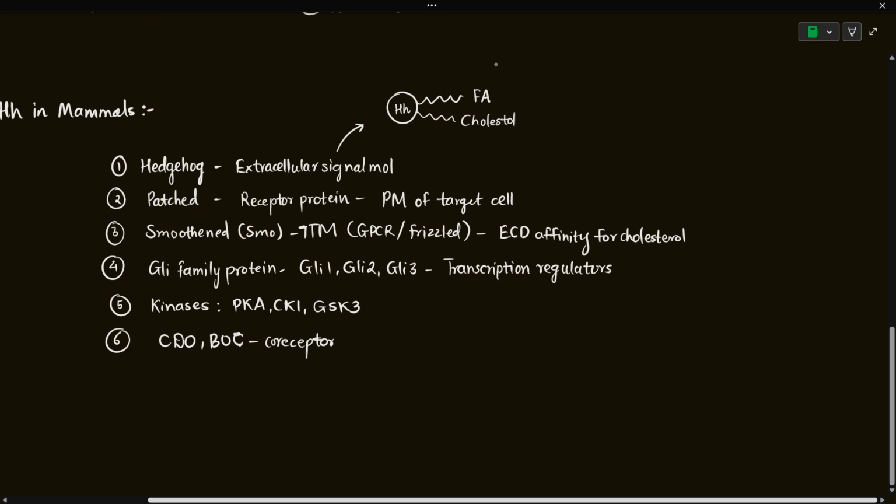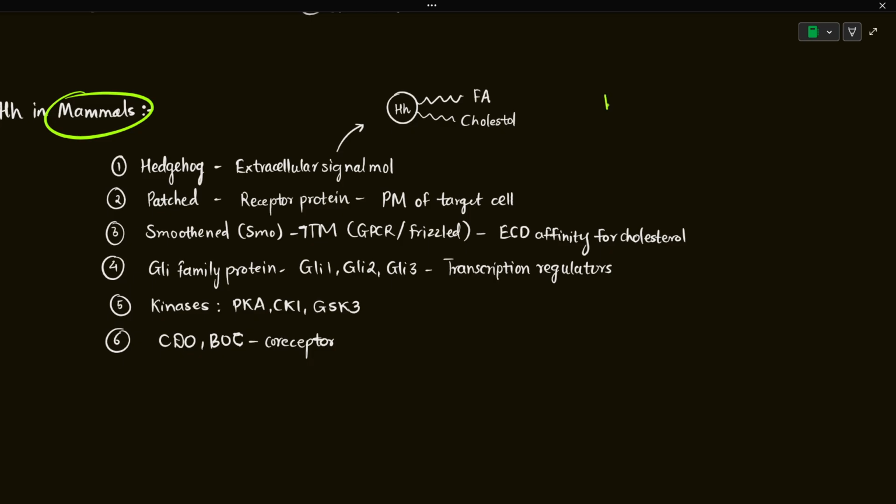So this was in mammals. In the case of Drosophila, the proteins that are going to do the job could be the same or they could be different. For example, the extracellular signal molecule is the same in both mammals and Drosophila. It is hedgehog, and that is why it is referred to as hedgehog signaling. So the signal molecule is the same. Hedgehog is going to start the signaling, so it is the extracellular signal molecule.